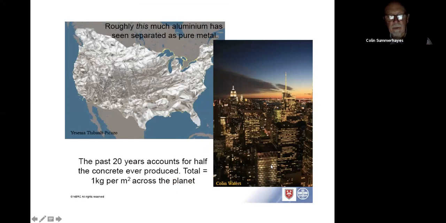On the right, you see a typical city. An awful lot of that is built with concrete. And it turns out that half the concrete ever produced has been produced in the past 20 years, and most of it's gone to building cities. You could take all that concrete and spread it across the planet, and you'd have a layer which was about 1 kilogram per square meter.